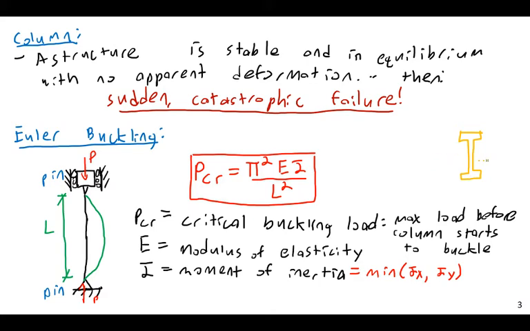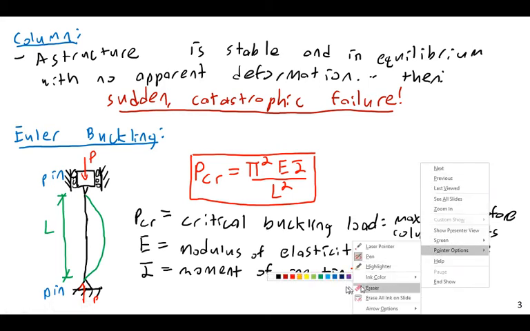But if it tries to buckle this way or this way, the cross section might say, hey, you can't go there, but the column is just going to keep on going anyway. Buckling is not preferential to direction. It will choose the easiest path available to it.